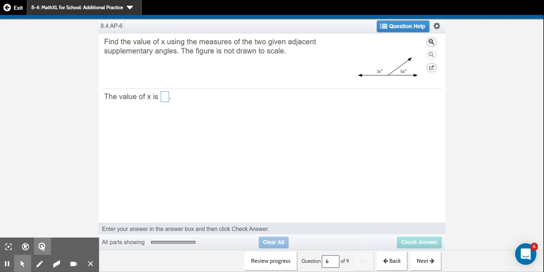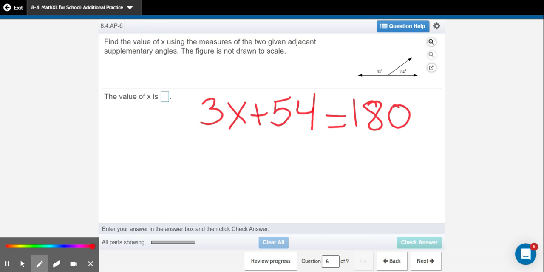Find the value of X using the measures of the two given adjacent, so that means they're next to each other, supplementary angles. The figure is not drawn to scale. So we have two angles whose sum is 180. How can we write that as an equation? Just like that: 3x plus 54 equals 180. Add them up and you get 180, the measure of a straight line.